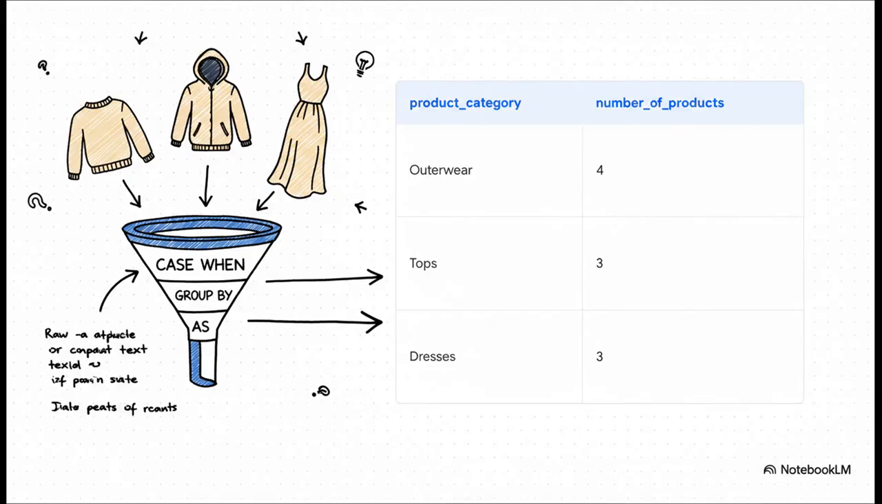Check out how this works. We start with raw product names. Then we use a CASE WHEN statement to lay out our logic. If the name is like sweater or jacket, let's call it outerwear. We'll do the same for dresses and tops. And then we can just group by that brand new custom category we literally just invented. It gives us a perfect summary. This technique is an absolute game changer.